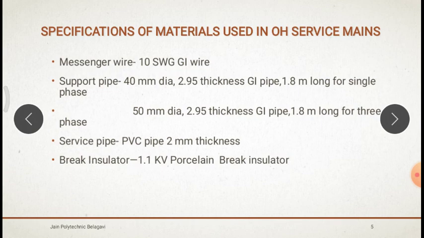Next, service cable. That is a PVC sheath aluminum cable we are using for the service main, and I told that depending on the current rating the cable size changes. That is calculated by I = P/V. P is how much load we are connecting. It may be 1 kilowatt, 2 kilowatt or 3 kilowatt like that, divided by supply voltage, that is I = P/V, 230 volt supply voltage.